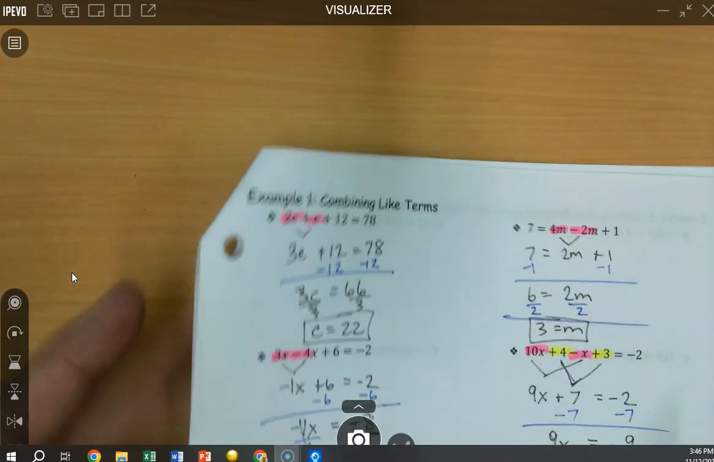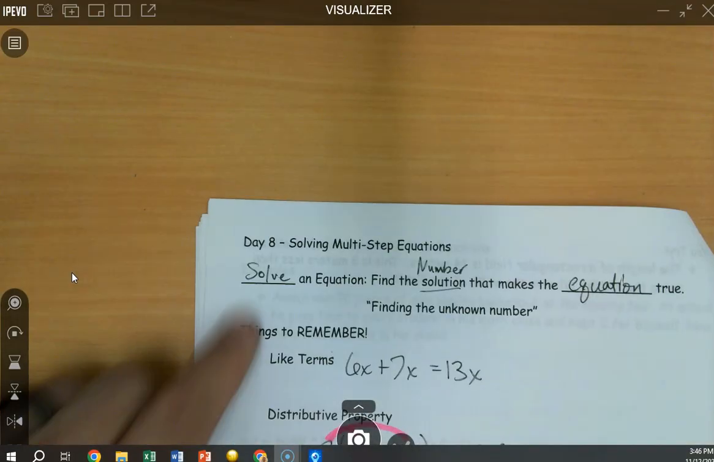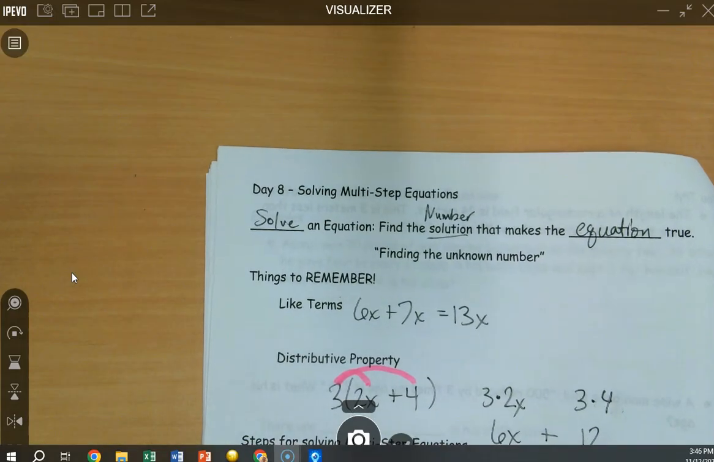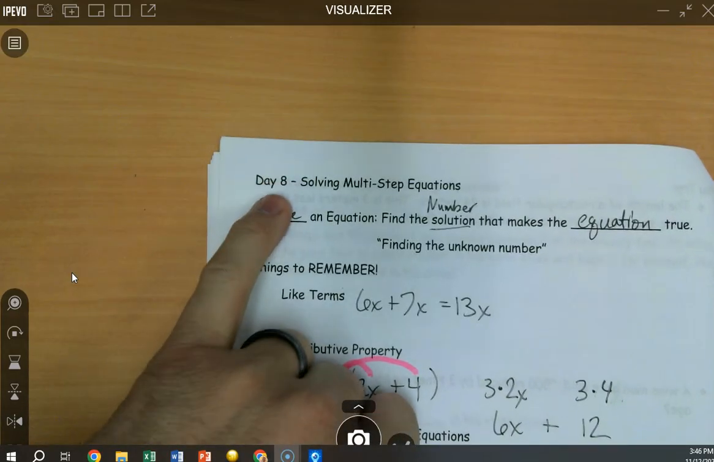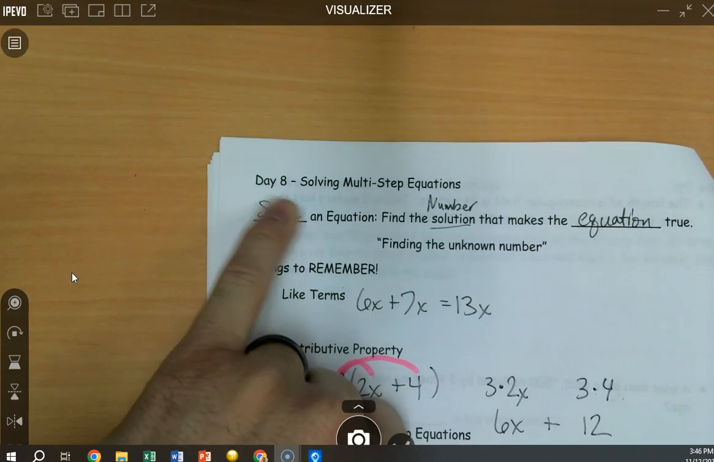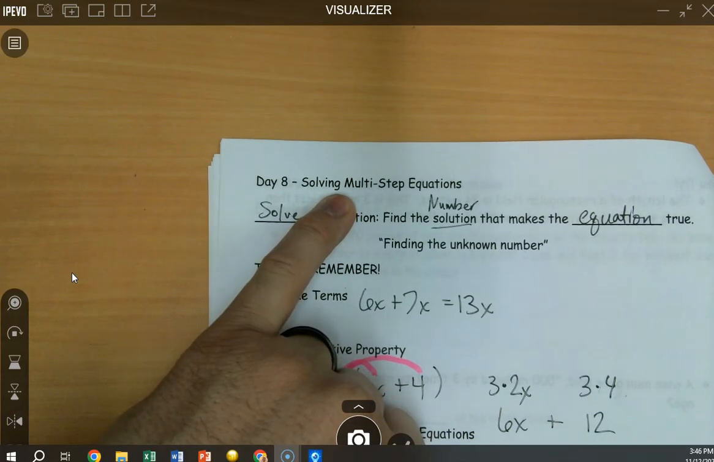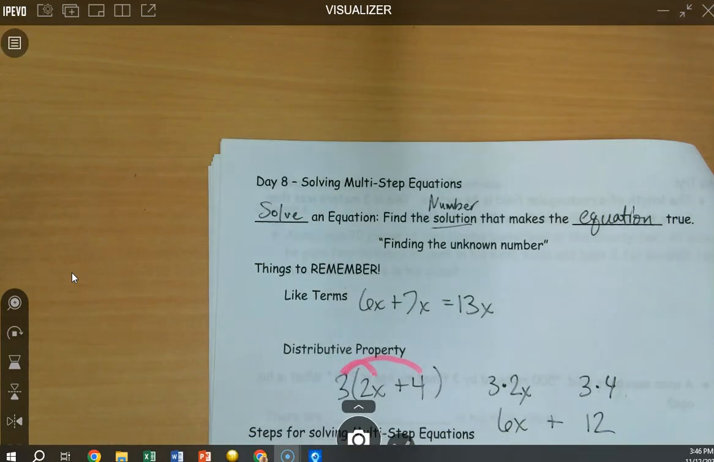So go ahead and find, I think this is day 8 in your notes, what we started with on Tuesday. Find day 8 in your notes, solving multi-step equations. I'll wait just a second while you turn to that in your notes and get that ready to go.